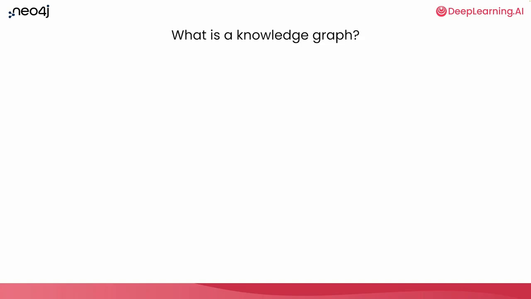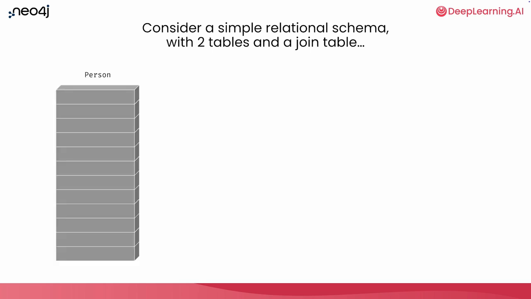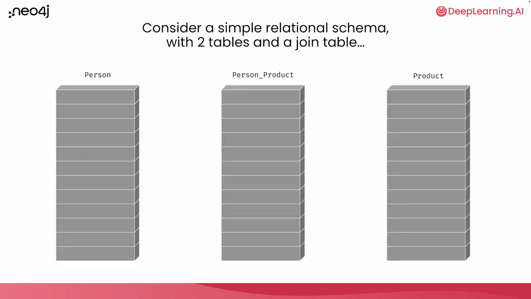Let's dive in. So what is a knowledge graph? We're going to take a step back for a moment and reflect on relational databases and what a relational schema looks like. We all probably are familiar with some scenario like this, where there'll be some table on the left and some table on the right, and this table in the middle that is the join table that allows for multiple connections between the persons and the products in this particular example.